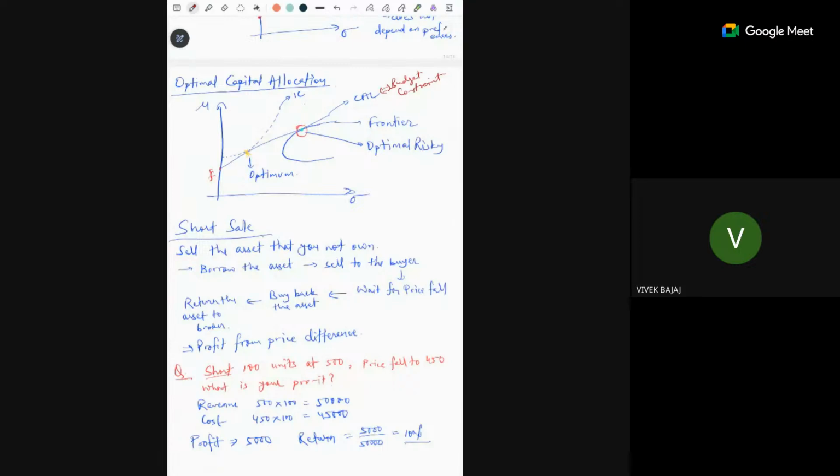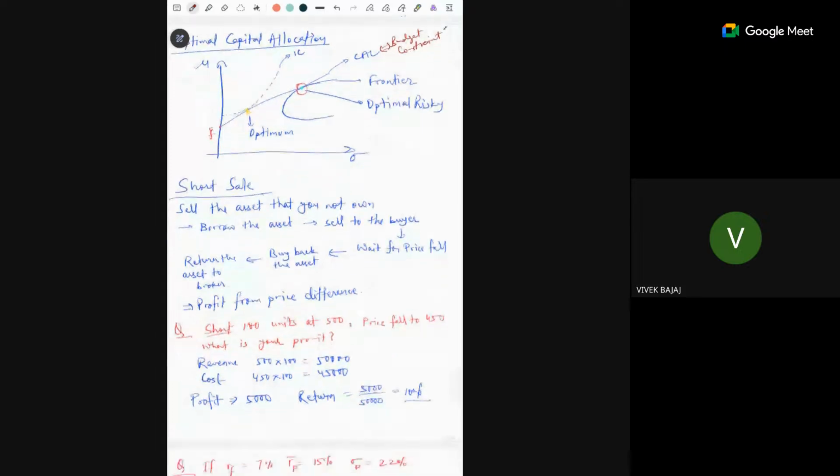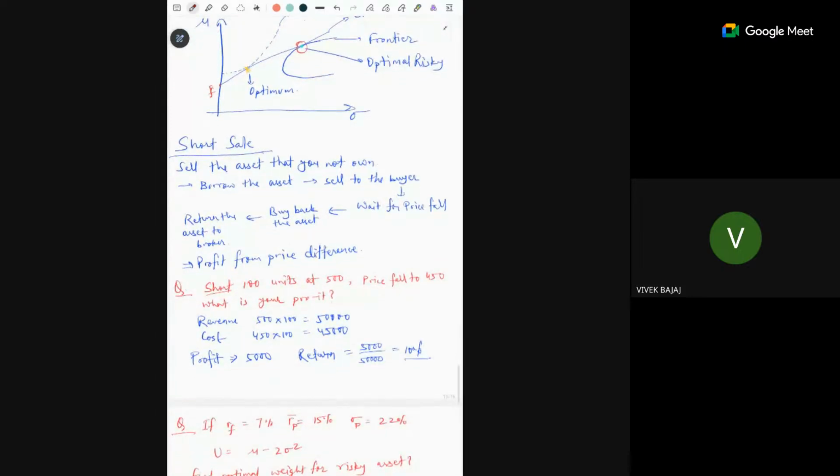Okay. Now there was a small discussion regarding short selling. Short selling means that you sell an asset which you do not own. So how does this process work? You go to your broker and you borrow the asset from that broker. You sell that borrowed asset to a buyer at a price, let's say the first price is P naught. You wait for the price to fall, let's suppose later the price falls to P1. You go to the market, buy the asset at price P1, and return this asset to your broker, and you gain the profit from the price difference.